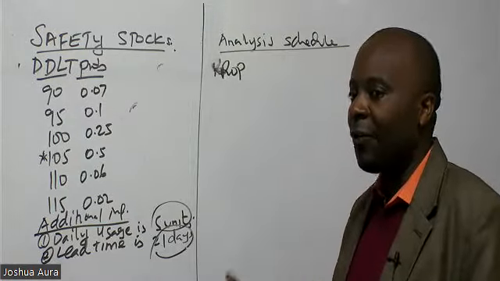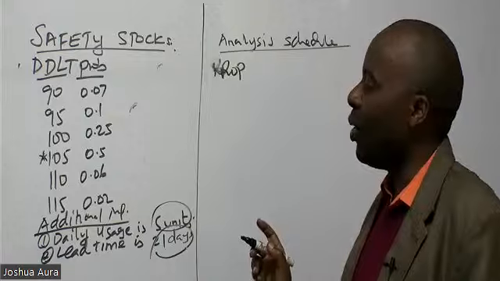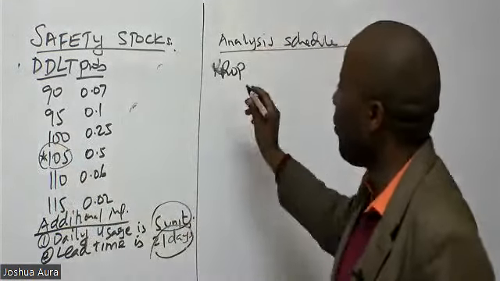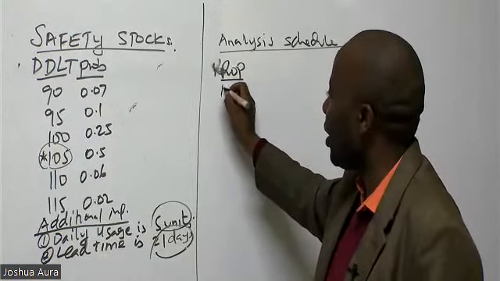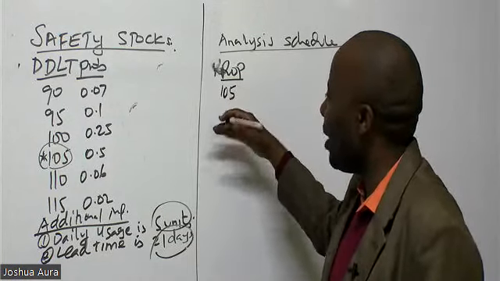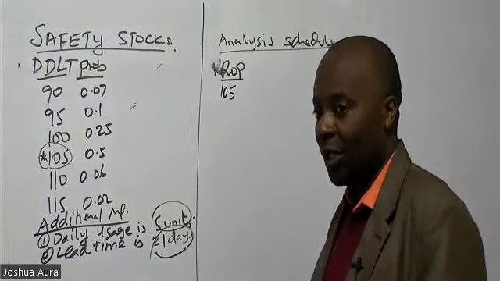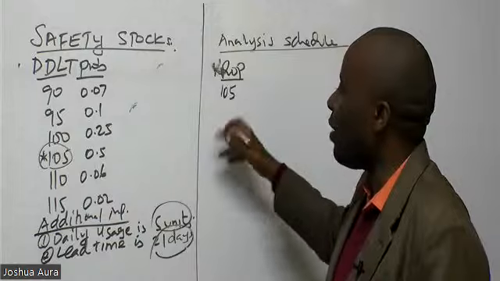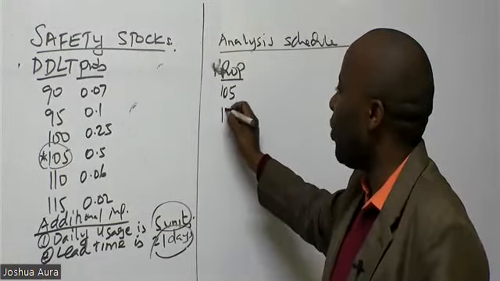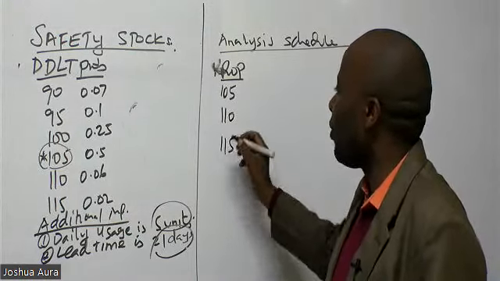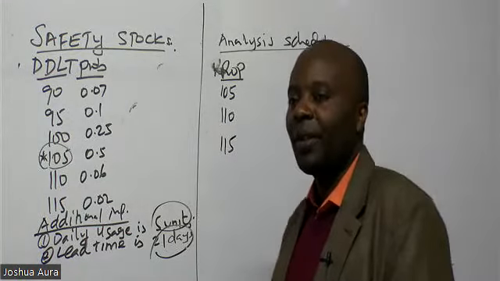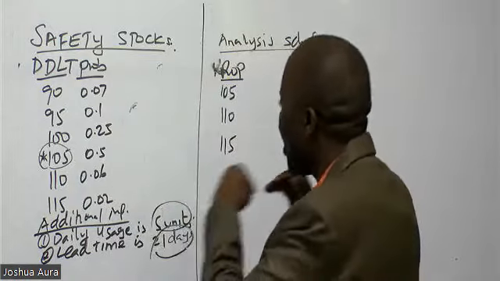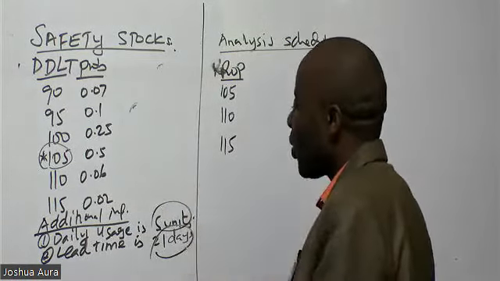We must begin from the current reorder point, which you have put a star on. So it shall be 105. Remember, it's forward ever, backward never. So we start with this 105 and then we move forward: 105, 110, 115. From the current one, you move ahead.